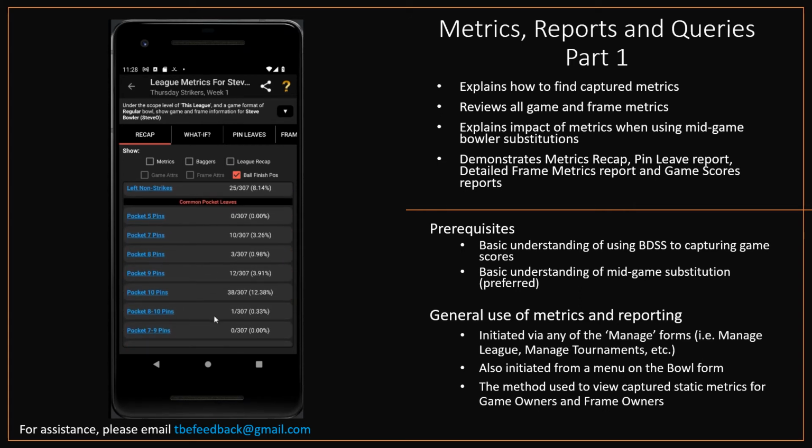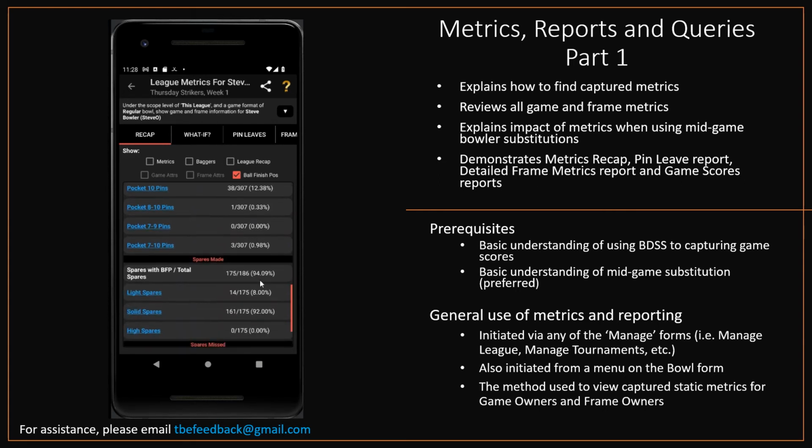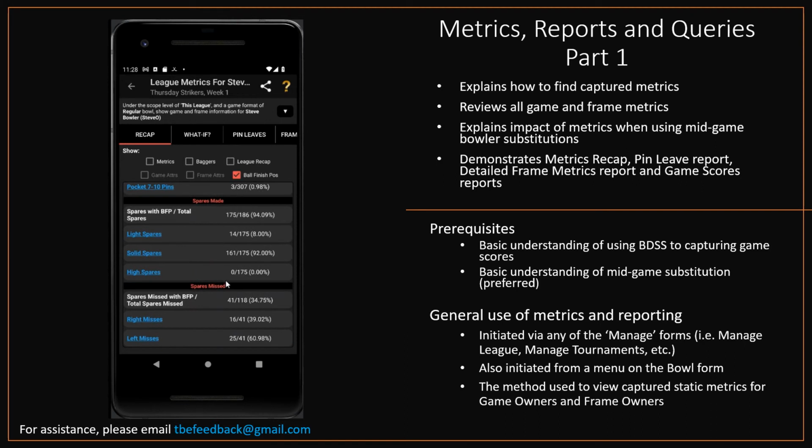And then next are some common pocket leaves. These are non-strikes that hit the pocket that the strike was not made. This shows common leaves such as a standing 7 or a standing 10 or a stoned 8 or stone 9 and a few other combinations. Next is BFP for spares that were made. Options include light spares, solid spares, and high spares. And then finally is BFP for missed spares, which includes misses to the right and misses to the left. Okay, so that's about it for the recap tab.